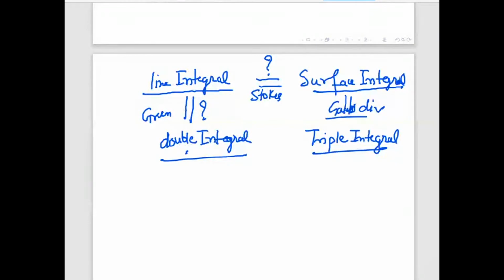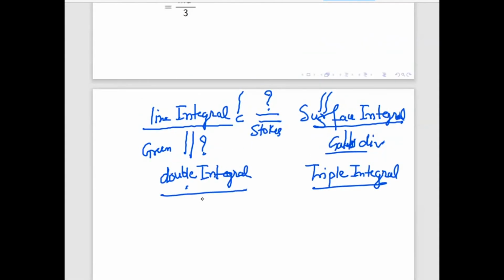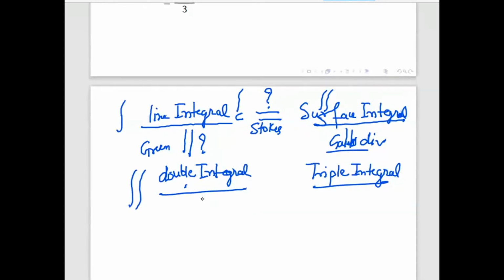So line integral means only a single integral over a curve, while here it is a double integral over a surface. Here also the line integral is a single integral, double means double, and here it is triple. So we cannot relate a line integral to a triple integral directly. These three questions we will answer.